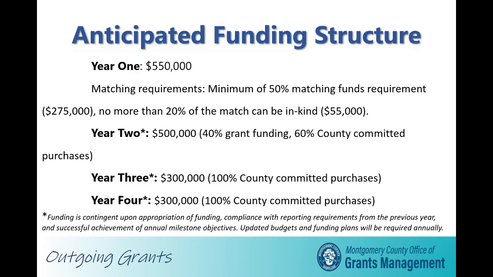And so the structure, again based on appropriation and successful performance and grant compliance overall by the grantee, is $550,000 in year one and $500,000 in year two. That's a balance of grant funding and committed purchases, with years 3 and 4 being exclusively those committed purchases. There are matching requirements, recognizing that these are expensive projects and the grant funds will not be sufficient to cover all of the anticipated costs. And we want to make sure that our grant partner is also invested in the success and long-term effectiveness of this facility. So part of the match can be in kind, but that can be no more than 20% of the match. And so we're looking for a 50% match total.